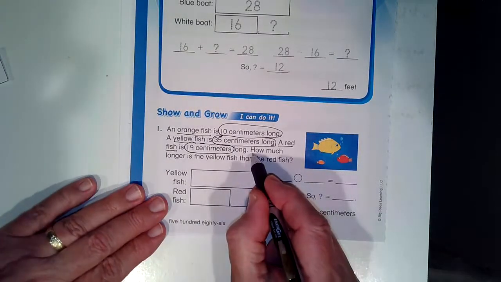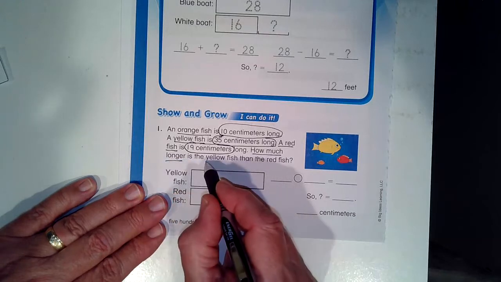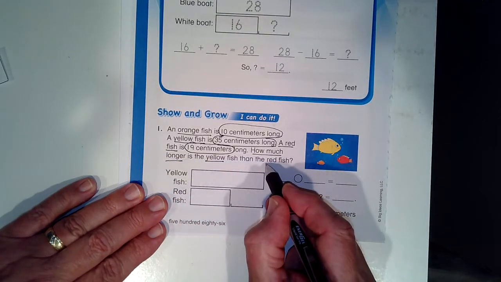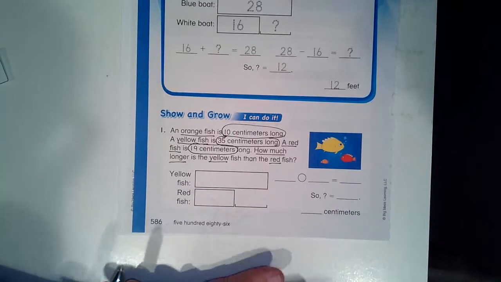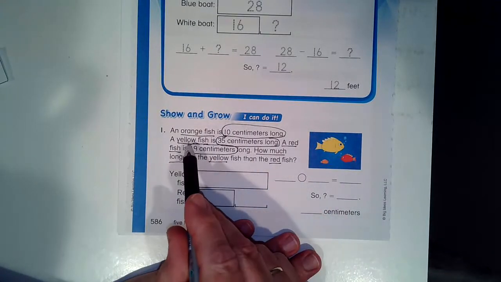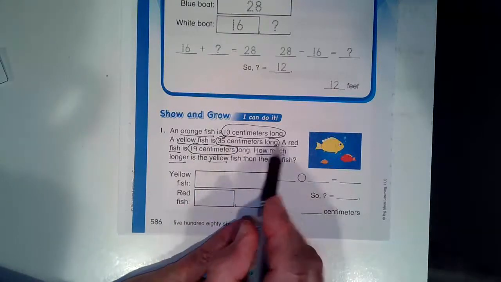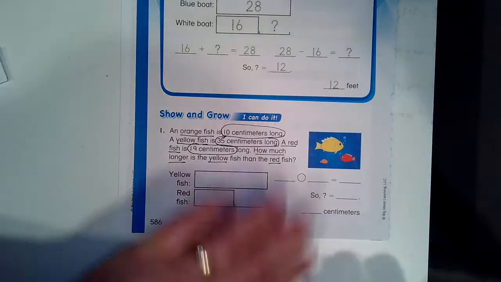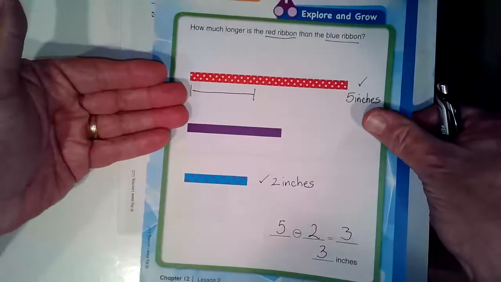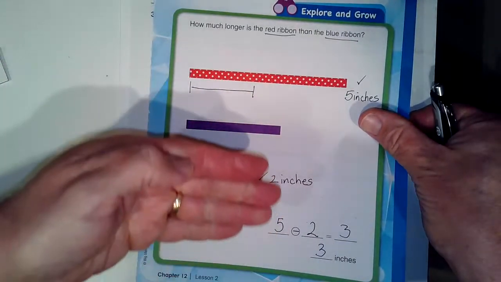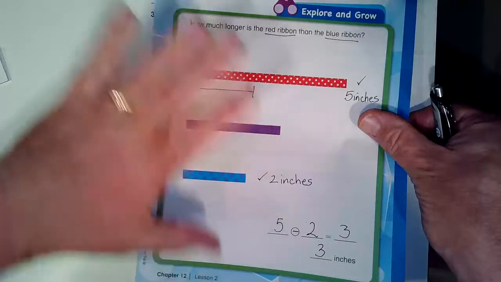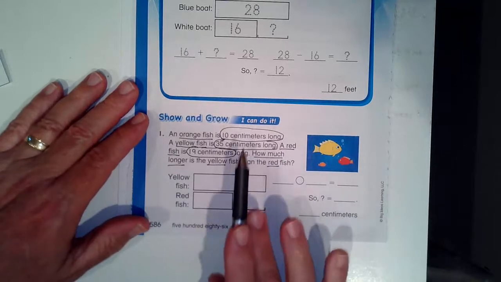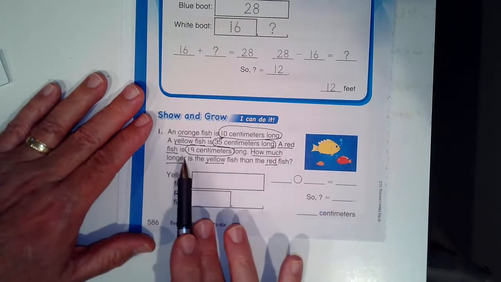Let's look at my question. How much longer is the yellow fish than the red fish? So which numbers do we need? We need the yellow fish number and the red fish number. Do I need the orange fish number at all? I do not. It's just like this side where they have an entirely different color. We didn't need it for our problem. Same thing is going to happen here. They want to know about the red fish and the yellow fish.